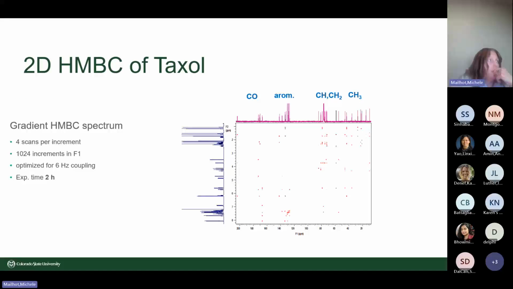If we look at the HMBC for Taxol, this is all of the cross peaks. You can tell this can get quite confusing. If you don't filter out the HSQC, you would have a whole other set of cross peaks that are just from the single bonds that you've already looked at. So that's filtered away to help you zero in and determine which protons and carbons are long-range connected to one another.